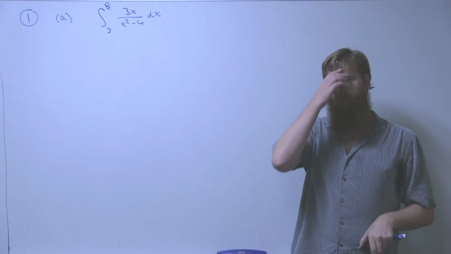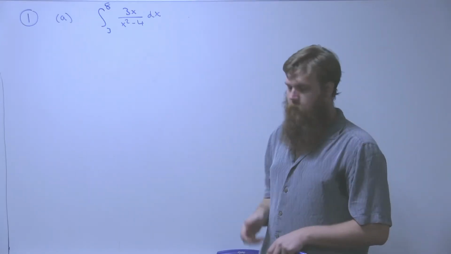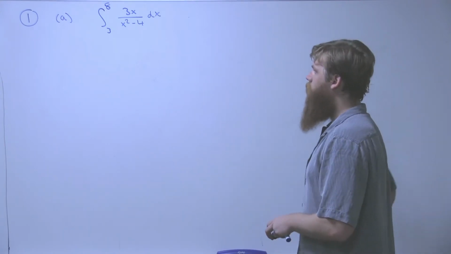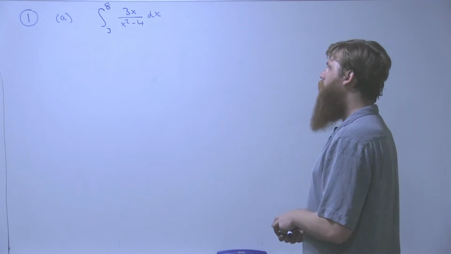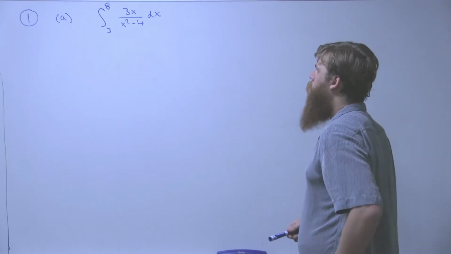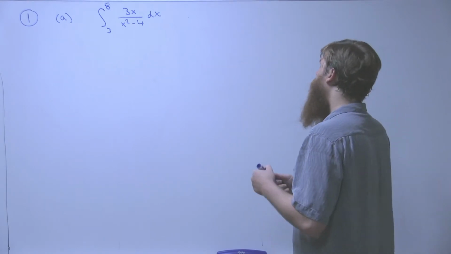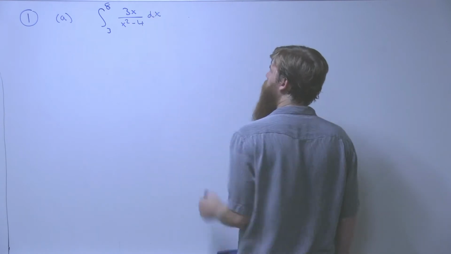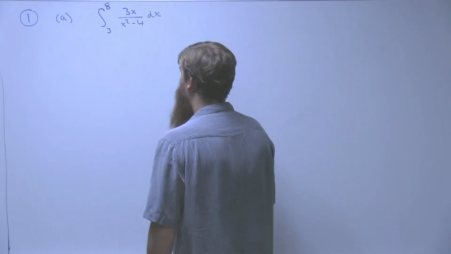We're moving on now to part 2 of the review, so the numbers start counting back over. We'll start with number 1. Number 1 is a problem in many parts. Each one is a definite integral. The first part, part A, is the definite integral from 3 to 8 of 3x divided by x squared minus 4 dx. Looking at this for a minute, you realize it's a good candidate for substitution because the derivative of the bottom is a constant multiple of the top. So let's go with that.